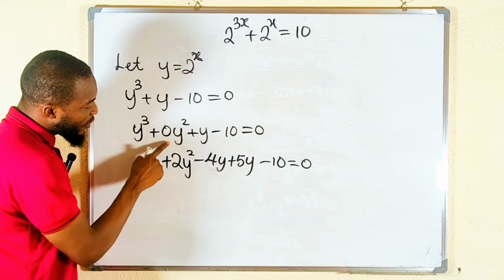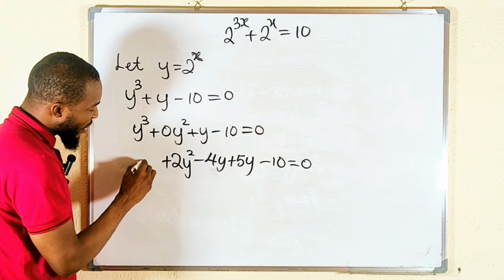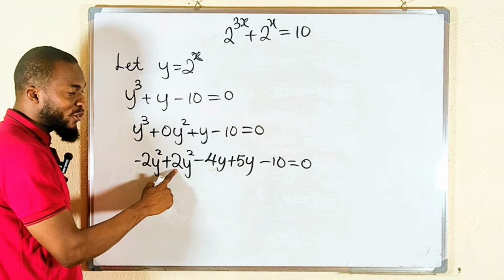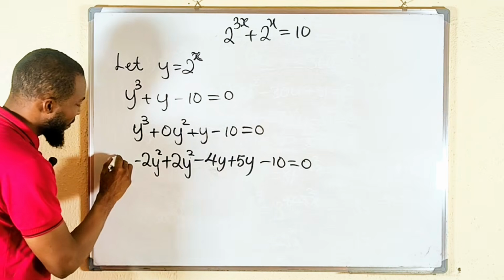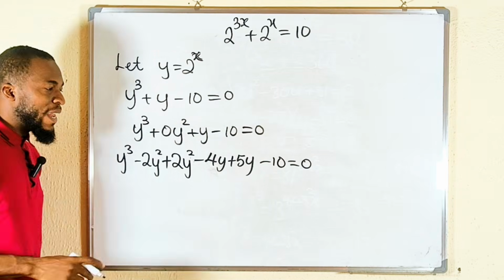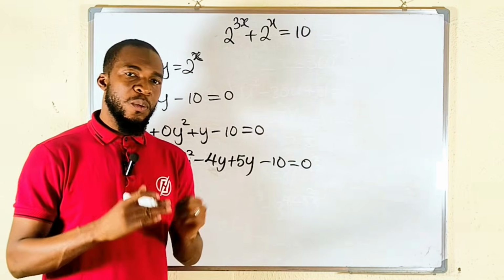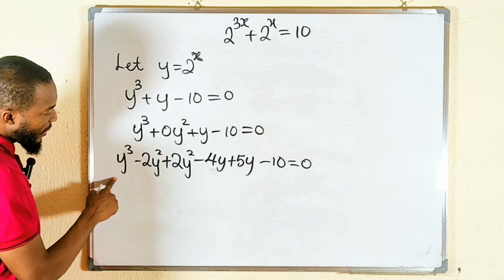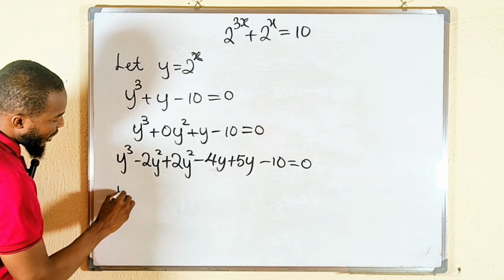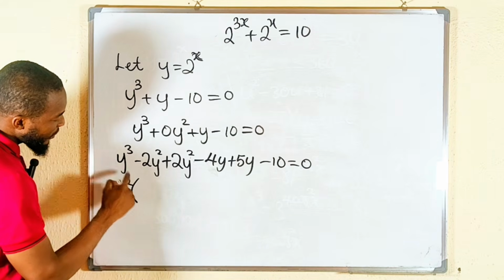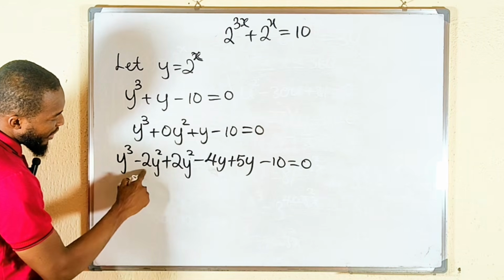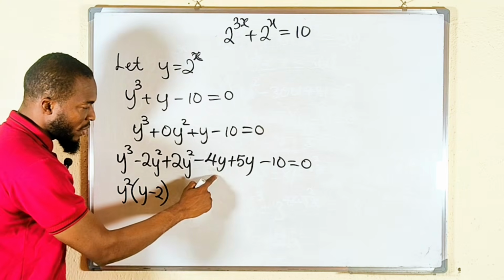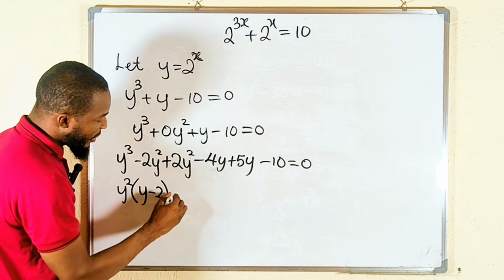And how can we get 0y squared? This is going to be what? Minus 2y squared. Because minus 2y squared plus 2y squared is 0. Then this is y to the third power. Now we are free to factorize by grouping. What do we have in common between these two terms? Y squared. Here you have y. Here you have minus 2 because y squared is already outside. Next, 2. We have 2y in common.